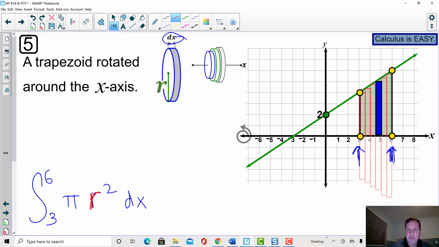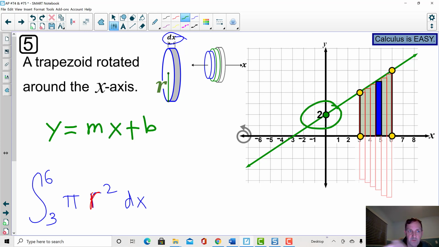What is the r? Now it's pretty obvious that the bottom is going to be 0, but what is the top? What's the equation of that line? Now the equation of that line is going to be y equals mx plus b. The b is the y-intercept, and you can see that it's 2. And we got to count the slope. You can see I'm going up 2 and right 3, so that's going to be 2/3 for the slope.